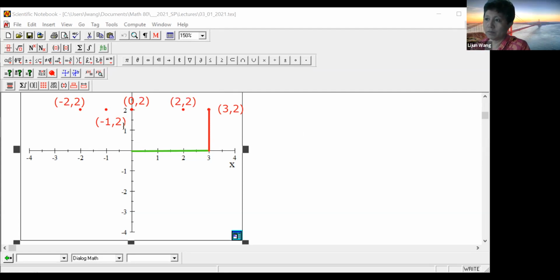Every input will correspond to the same output, which is 2. Input, output, input, output, and so on. And these are called ordered pairs. For example, for negative 1, 2, what is the negative 1? The input is negative 1, and the output is the vertical.